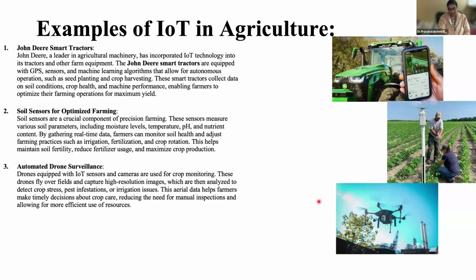John Deere is a familiar tractor company, where they have used a smart tractor system which is used for everything: seeding, planting, harvesting, manuring, everything. And soil sensors, as you can see, they install the soil sensor to check the moisture in the soil, the temperature, the pH level. This data will be collected, and it tells whether it needs irrigation or not. Similarly, drone surveillance can be used even for applying fertilizers. They are used in fertilizing also.